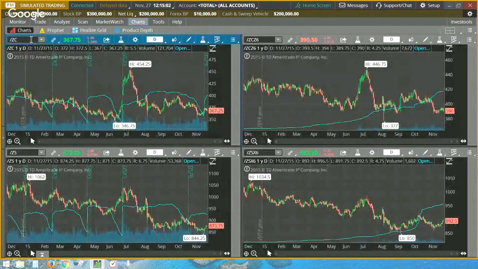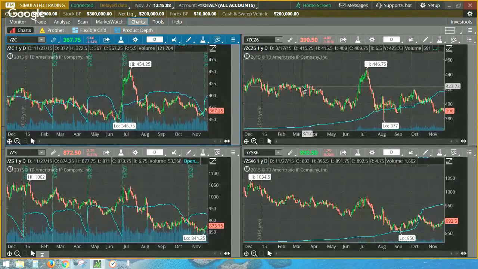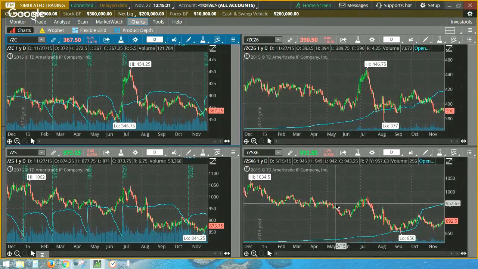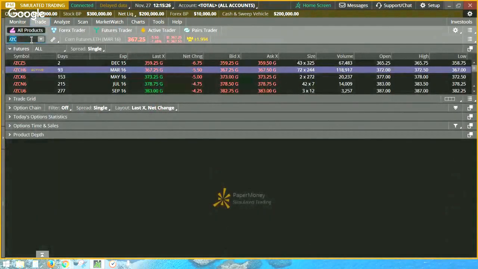We can go to the charts. These are the 4 charts I went over last time. We've got corn. Corn right now is down 5 cents for the nearby contracts. Next year corn, December of 16, is down 4 cents. Soybeans are down 2 cents in the nearby and down 1.75 cents for next year. So FYI, markets are down today.